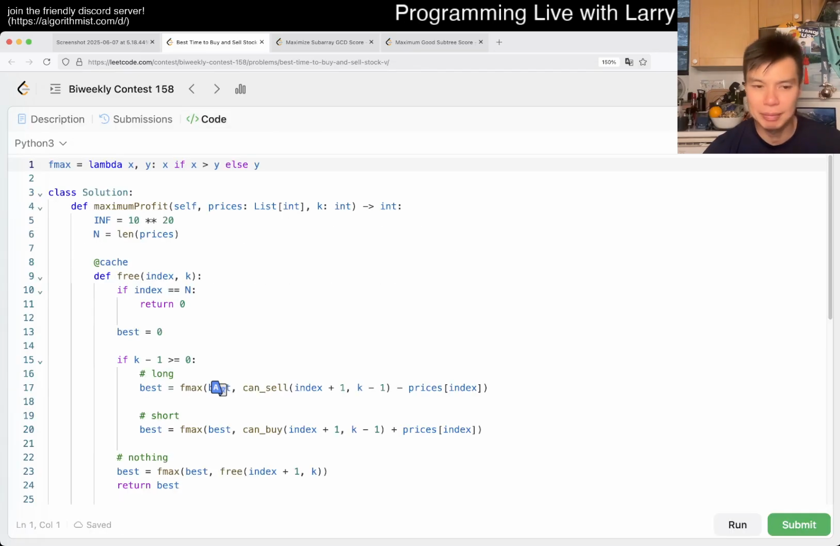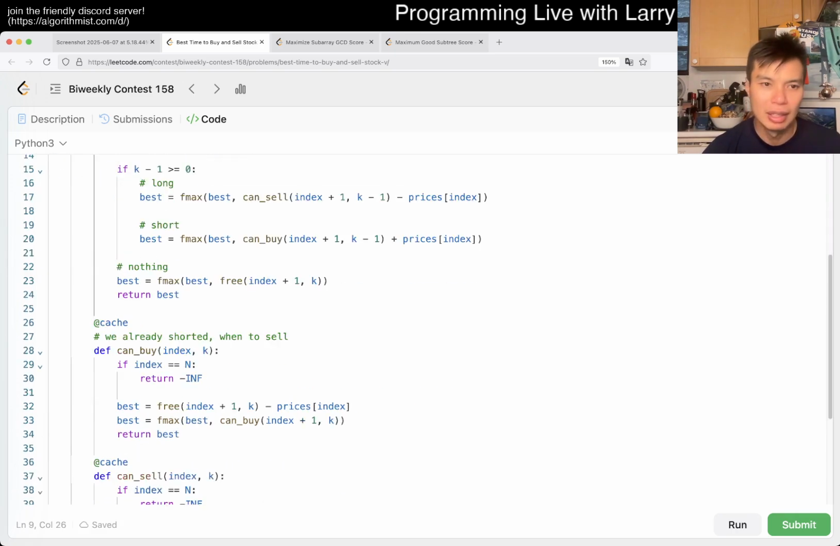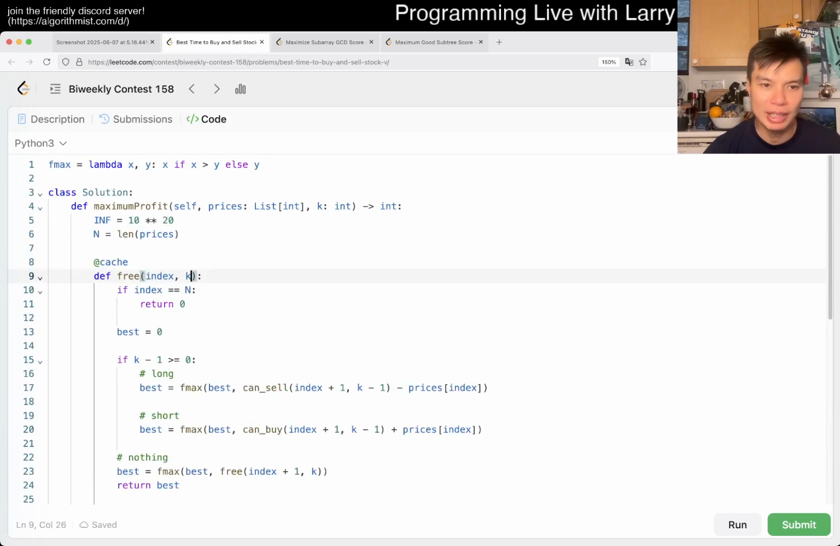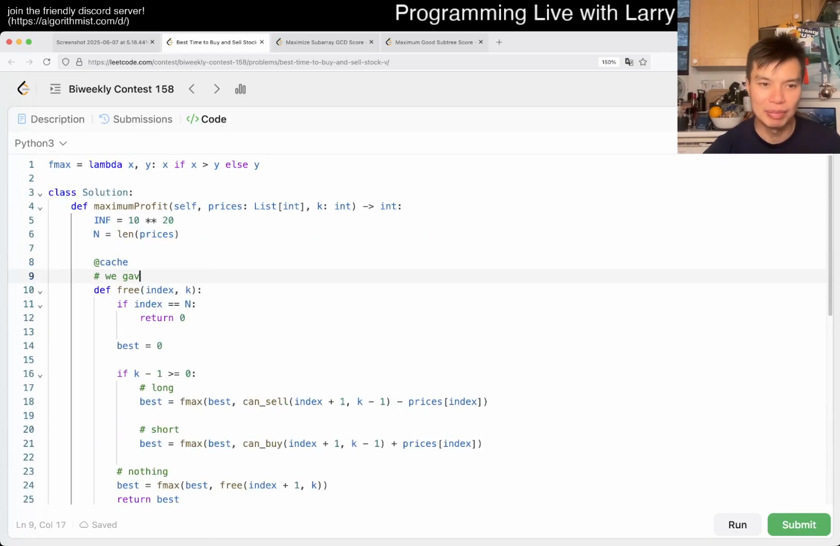And here, this is my code. The way that I think about these things is that I like to split them out to different functions. You can, of course, have different quote-unquote functions embedded into one mega function, if you want to call it that. But basically, I have 3 different things. One is free, meaning that we have free will. We can do anything, right?